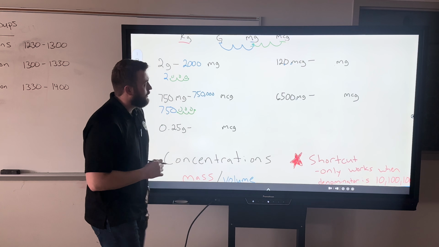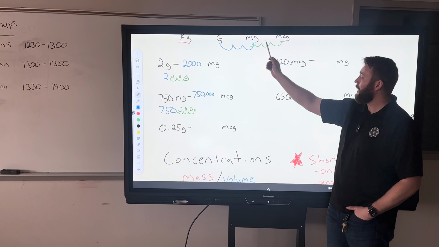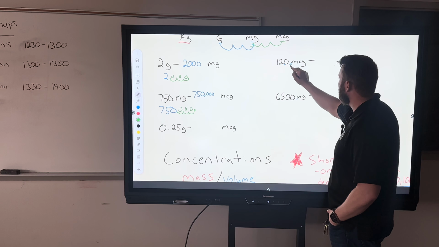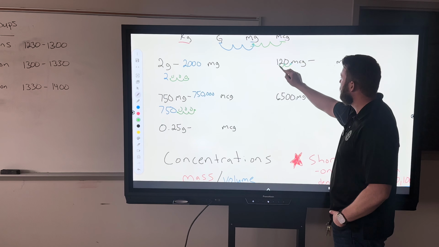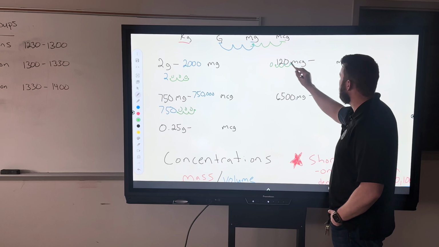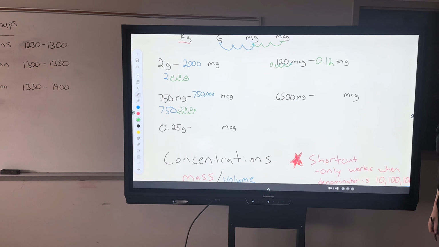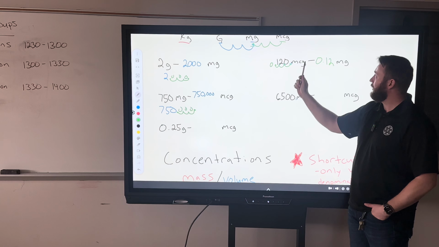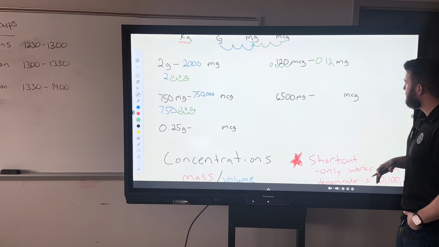So let's go to this one. So now I have a medication that's in micrograms, and then you go from micrograms to milligrams. So how would I do that? Well, I'm going to take my decimal place that's right here, and I'm going to move it 3 places. 1, 2, 3, fill in the zero. So my answer is 0.12 milligrams. In this case, I had to move the decimal place to the left because I'm going from a smaller unit of measurement to a larger unit of measurement.